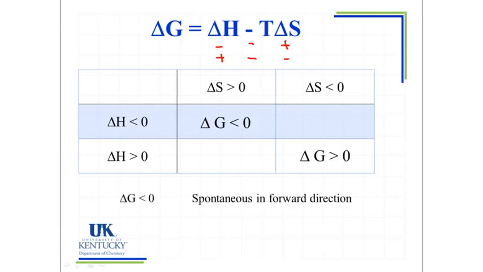Now we're going to look at an example to figure out what happens when delta S is less than 0 and delta H is less than 0.